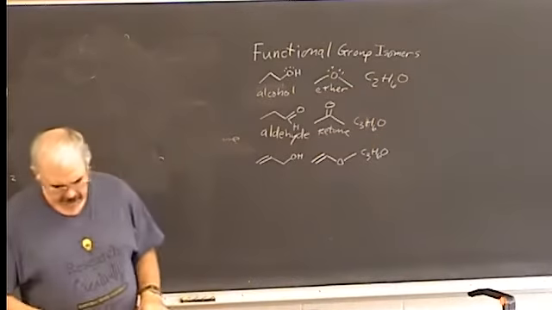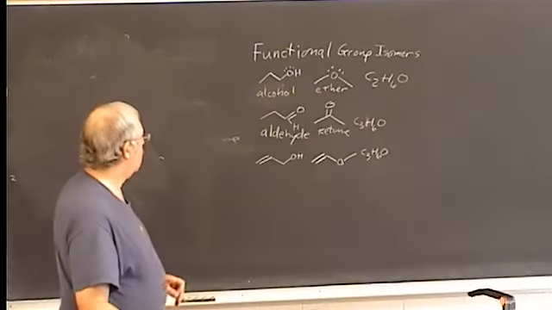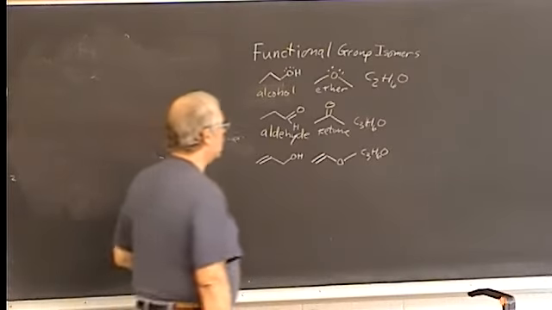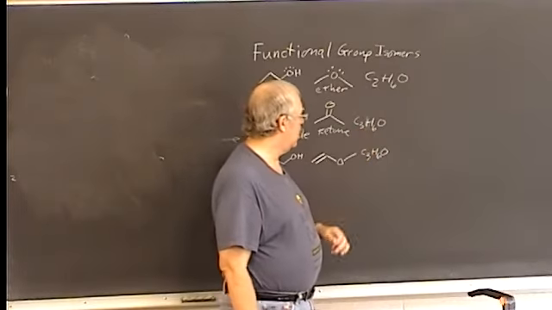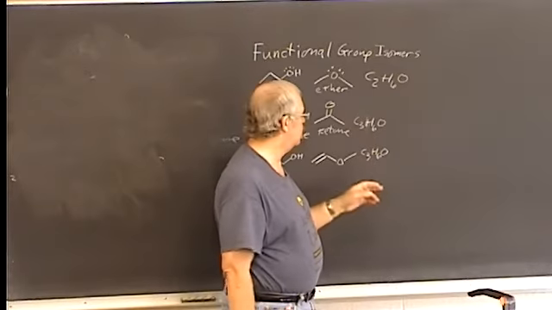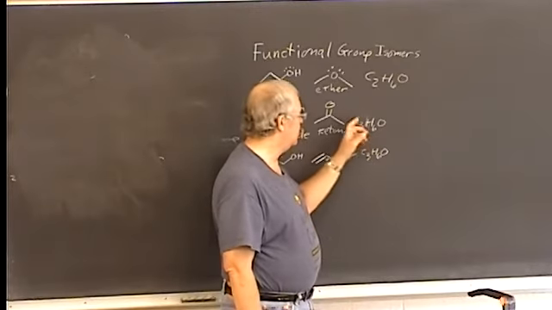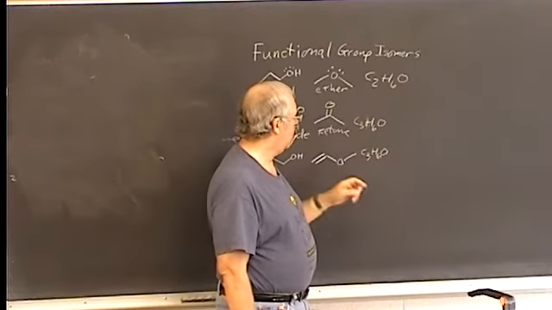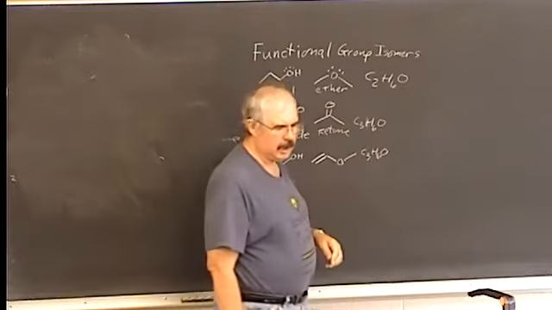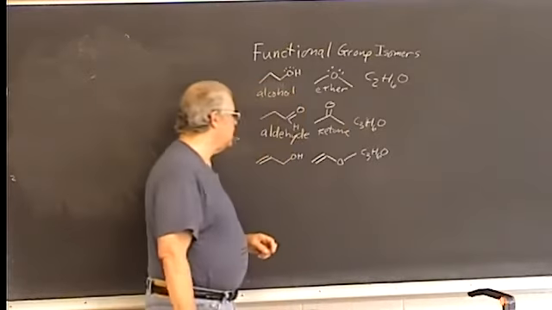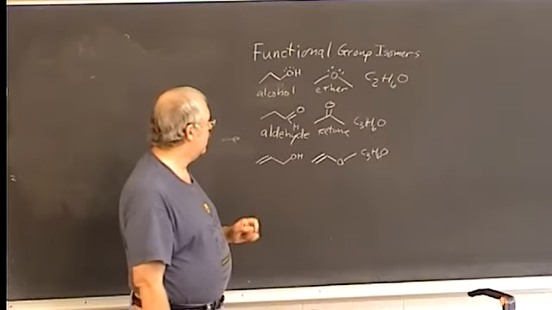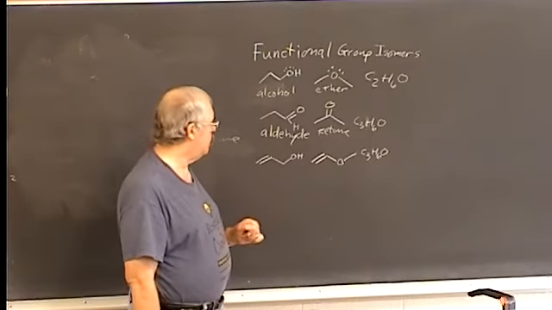Okay, for the formula C3H6O, notice that the ratio here is 2n to n, rather than 2n plus 2 to n. We've lost 2 hydrogens in forming our double bond. So these are some of the possible isomers for C3H6O.